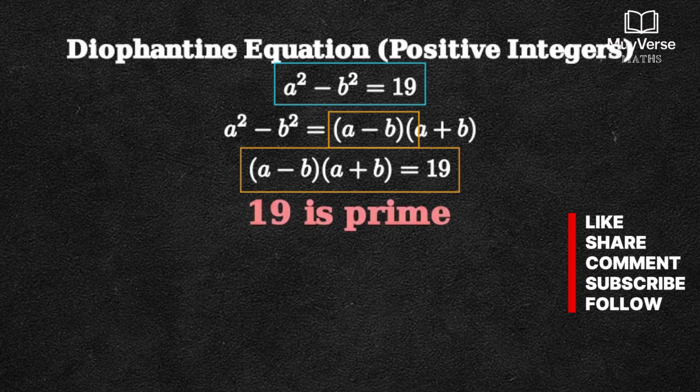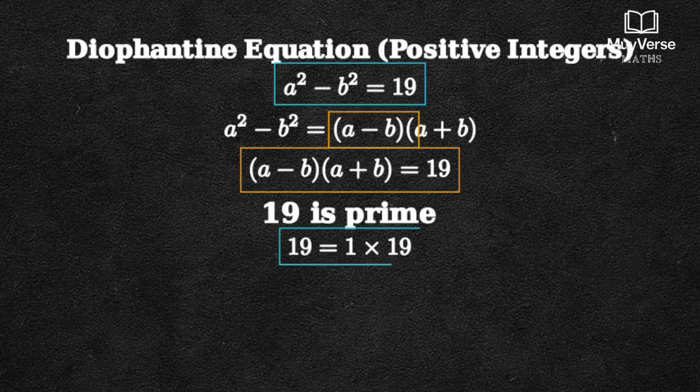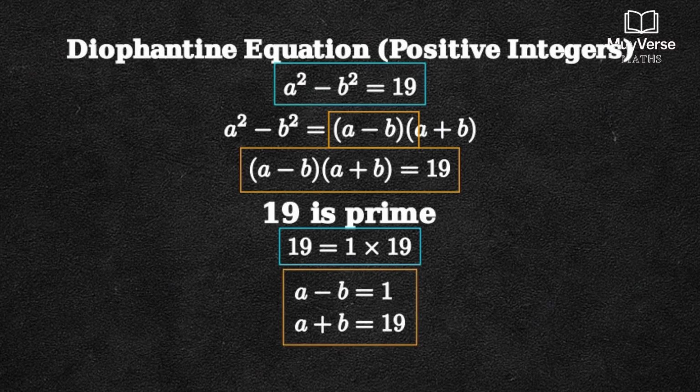Here is the quick visual cue. 19 is prime. That means its only positive factorization is 1 times 19. So we must have a minus b equals 1 and a plus b equals 19.